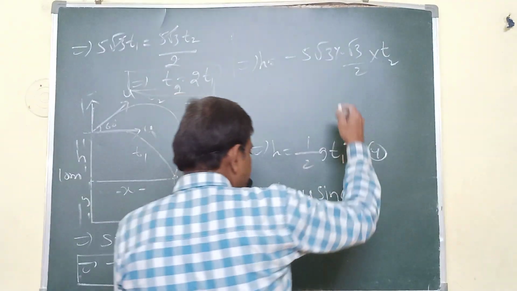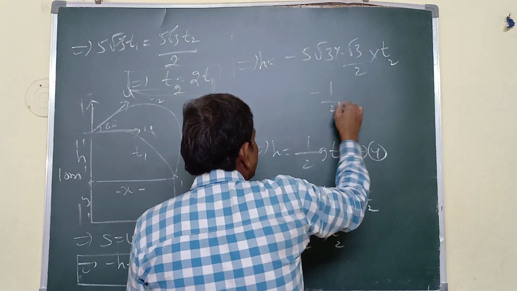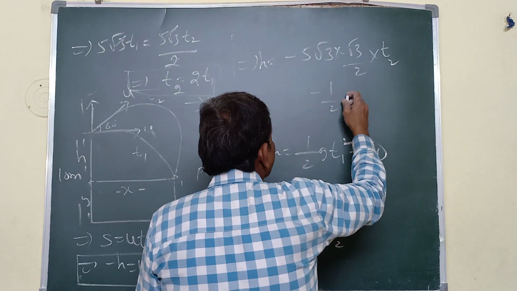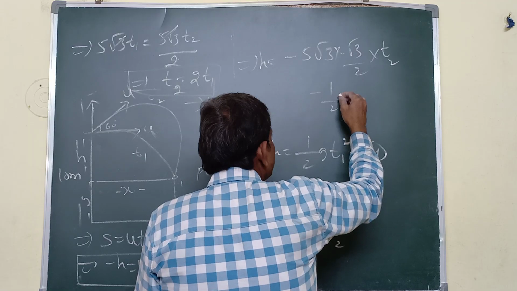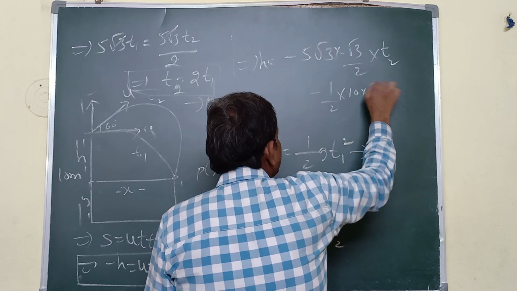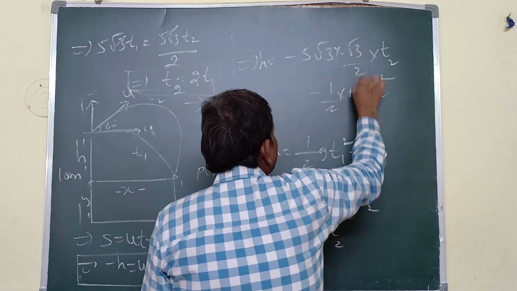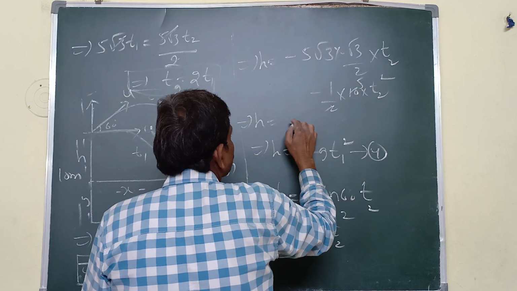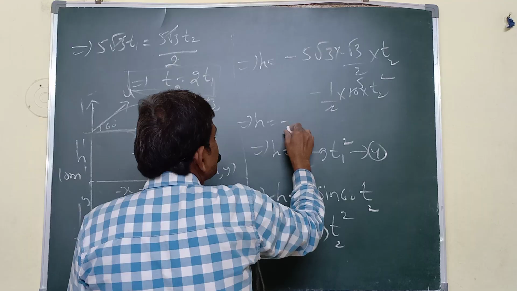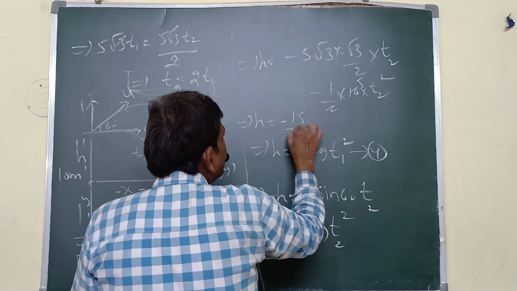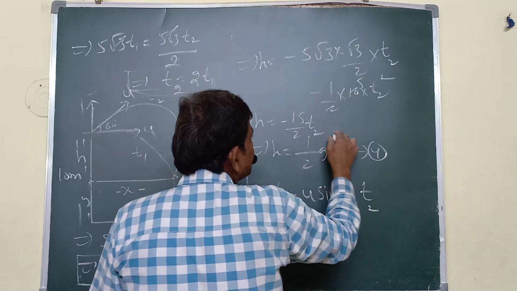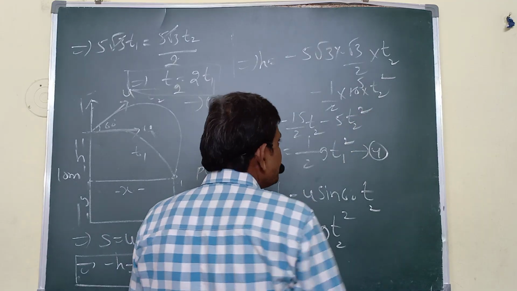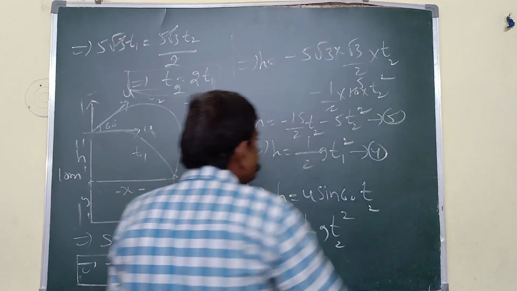Minus of gT2 square. G equal, you take G as 10, right, into T2 square. Now what happens to this equation? H equals to minus 15 by 2 T2 minus 5 T2 square. This is my equation number 5.